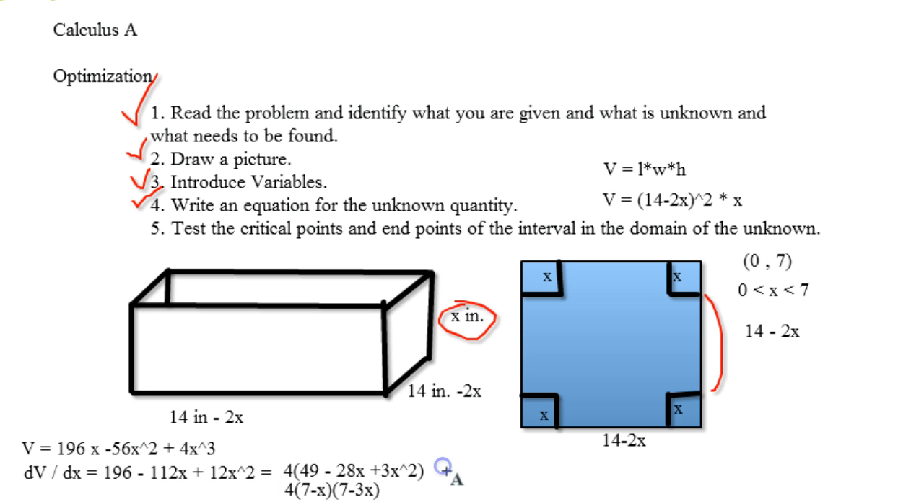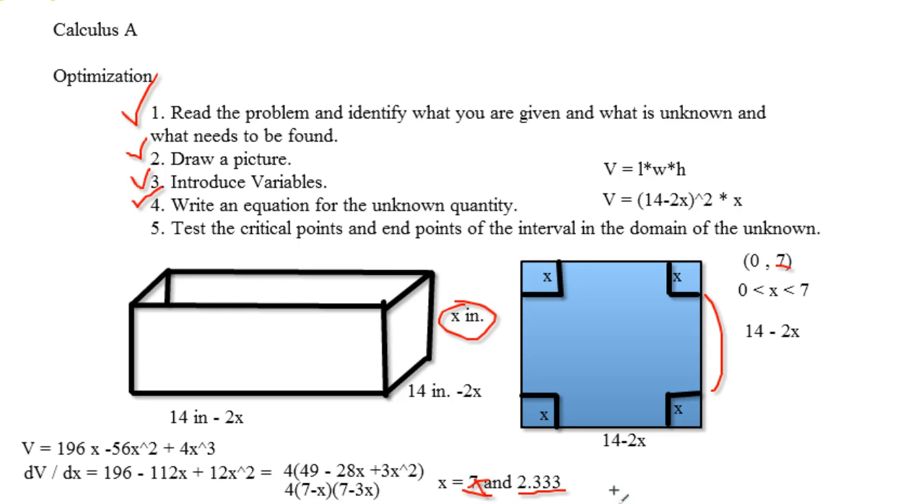Now, we know our answers have to be between 0 and 7. On the zeros, my x would be 7 and 2.33 repeating. My interval only allows numbers less than 7, and 7 is one of my answers, so I cannot include it. I can only take numbers less than 7. So 2.33 is going to be the critical point, and I plug it back in to find the max volume.